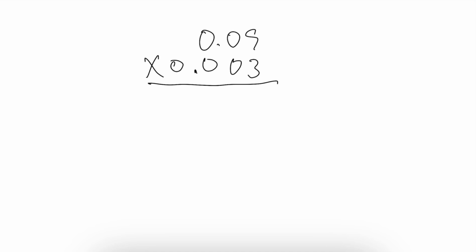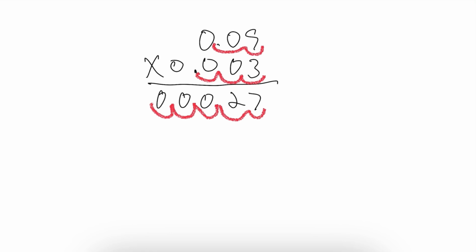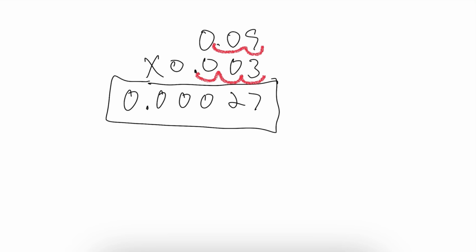So 3 times 9 is 27. And that's all the non-zero integers we have. So we're going to count our decimal places. 1, 2, 3, 4, 5. We'll fill zeros into our valleys. Our final answer is 0.00027.